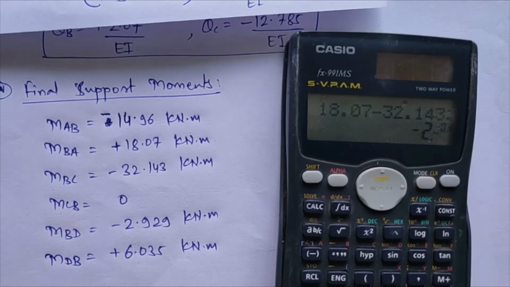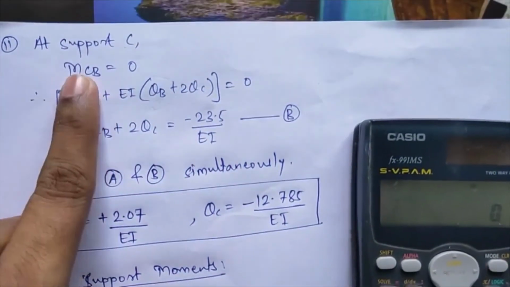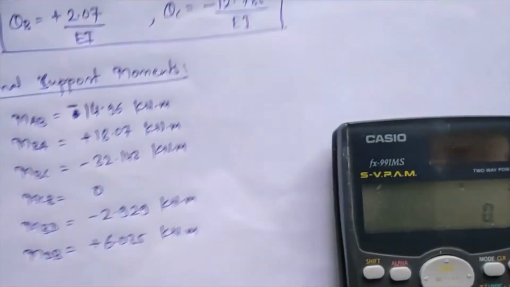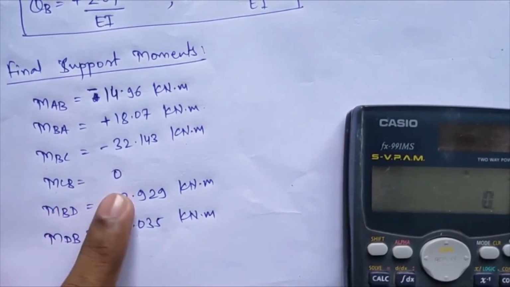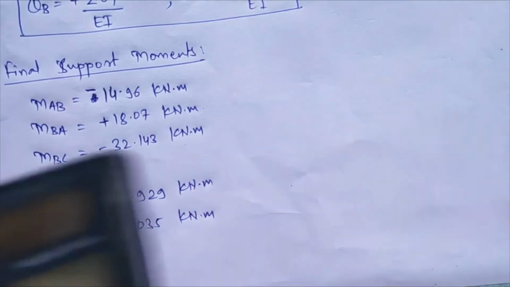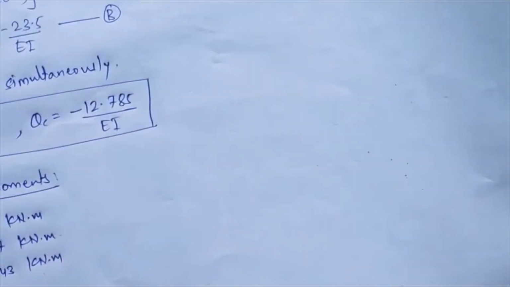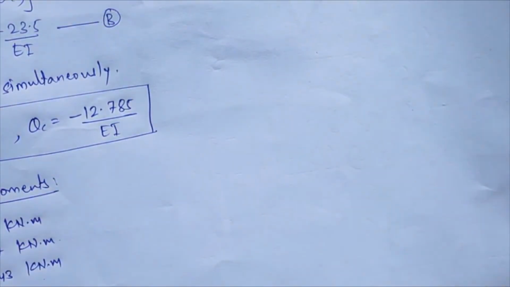So our first condition is getting satisfied, and my second condition is at support C, where MCB shall come equal to 0. If you observe the value of MCB, I am getting that directly as 0 here, or you will get 10 raised to minus 3 terms, or 0.00 something. Now the further step is what?